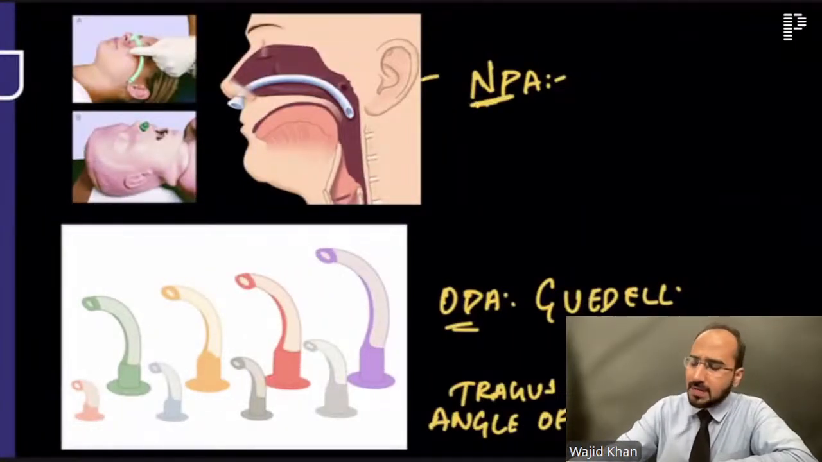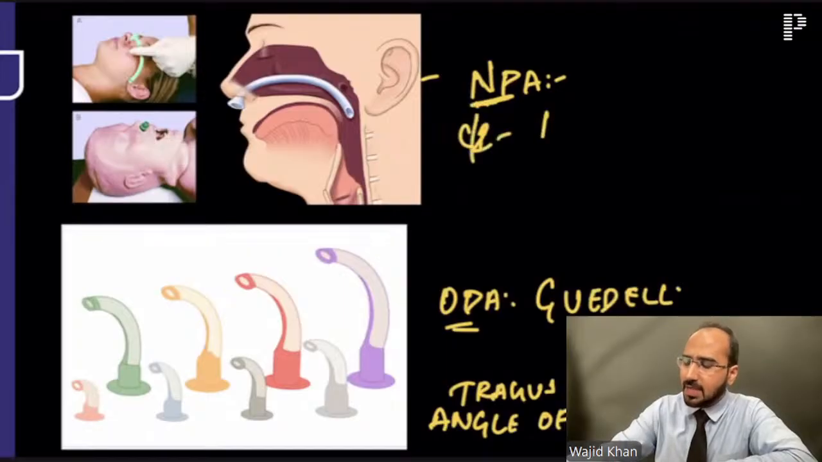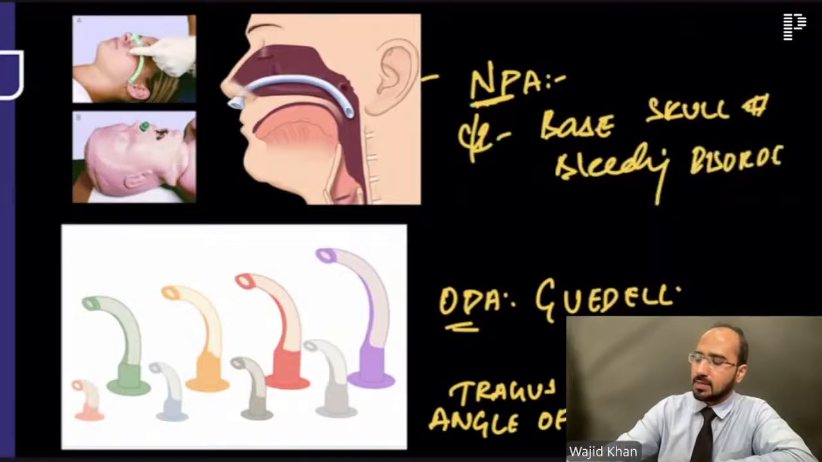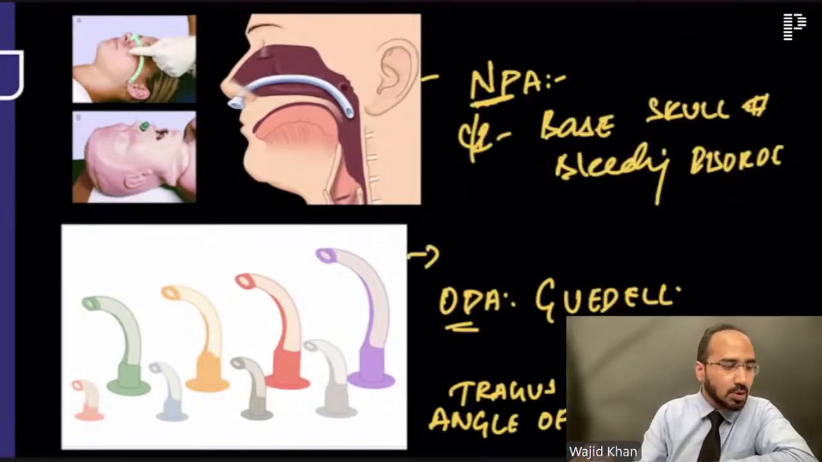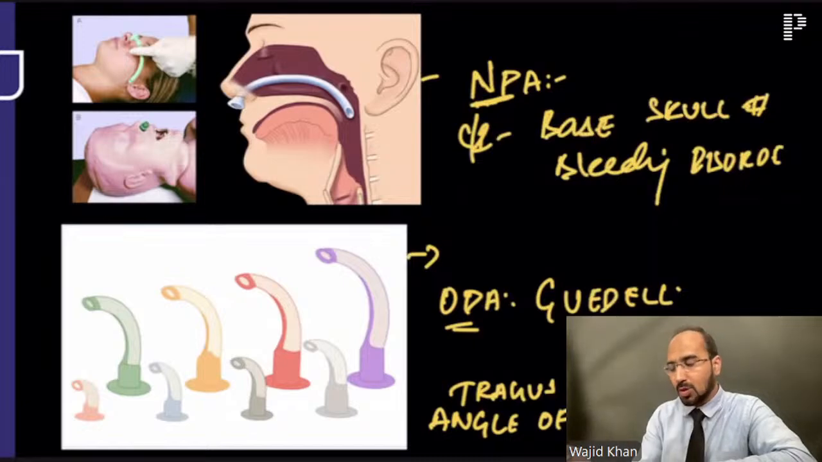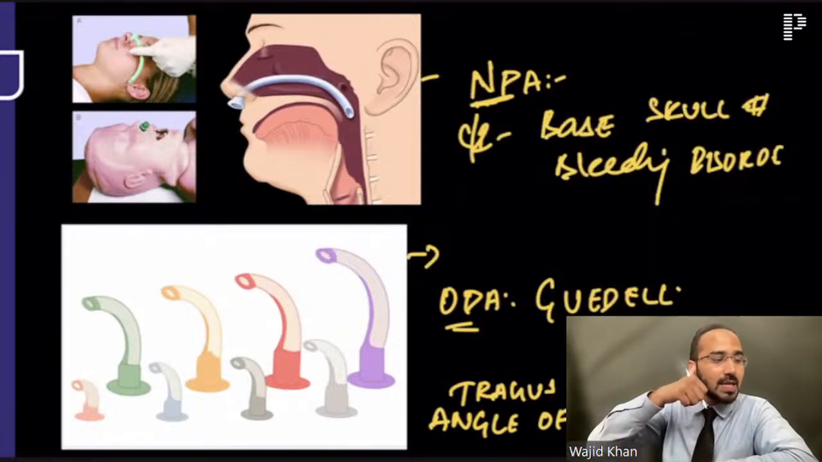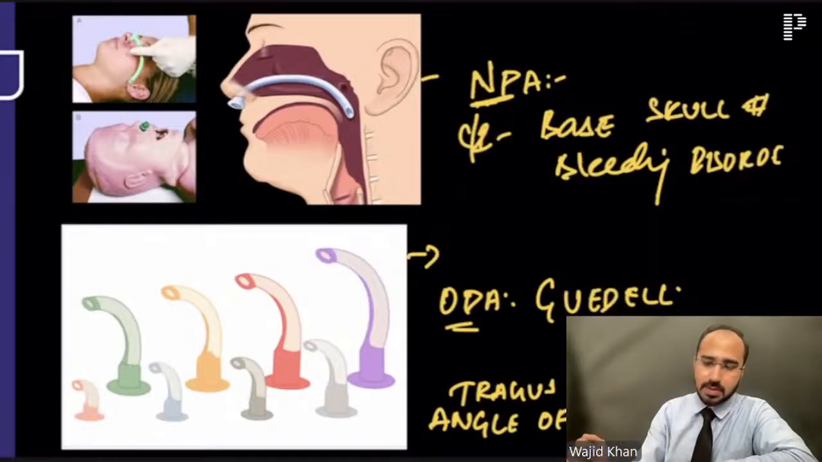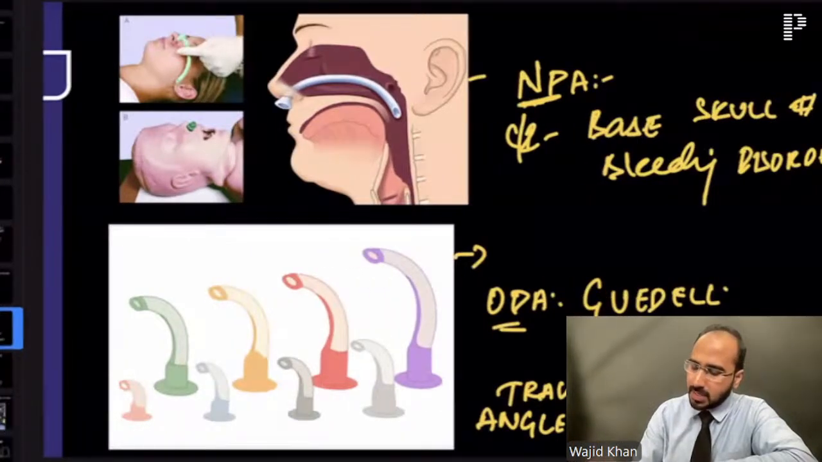Remember, nasopharyngeal airway is contraindicated if the patient has a base of skull fracture or any bleeding disorder. The second airway is Goodell's airway. You keep Goodell's airway through the oral cavity. How will you know the exact size of Goodell's airway? Keep it between the tragus of the ear and the angle of mouth.